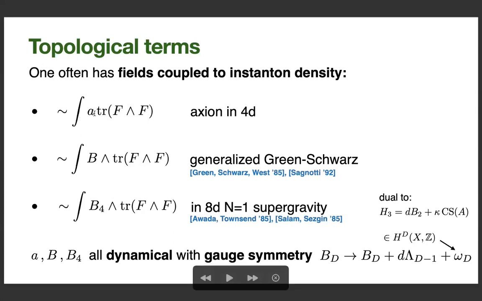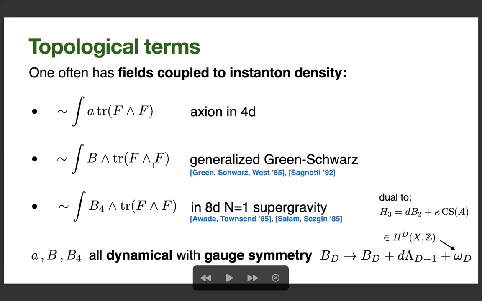So these are form fields except the axion. So they come with their own gauge dynamics. So what you can do is you can do these small gauge transformations, which would be shifting this form by an exact form, or you can do a large gauge transformation, which would be by shifting by this class in H^D of integer cohomology, sorry, essentially, right?